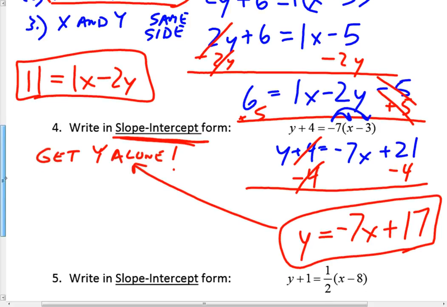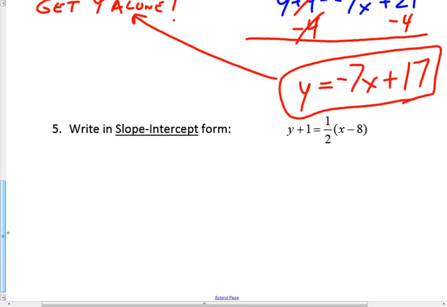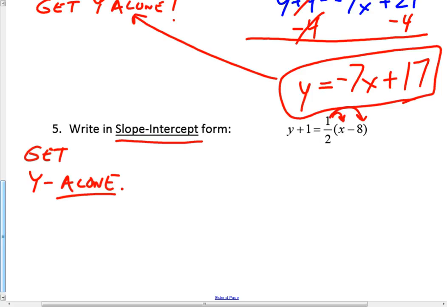Just because there's a fraction in the problem doesn't mean we have to get rid of it. We only did that for question 3 because it was standard form. What kind of form is this? So get y alone. But take care of your parentheses. Take care of this first. 1/2 x. Just kind of push them together.